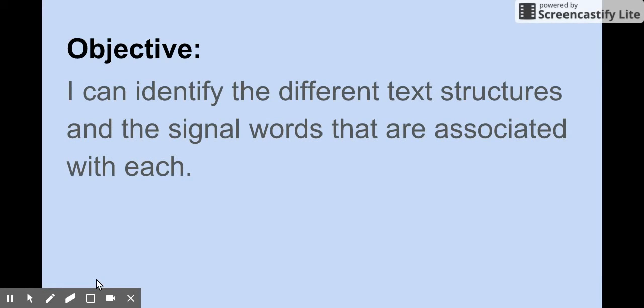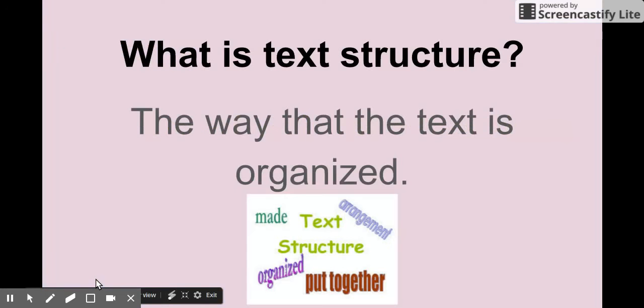Our objective is, let's read it together. I can identify the different text structures and the signal words that are associated with each structure. Yes, good job. So, first of all, what is text structure?